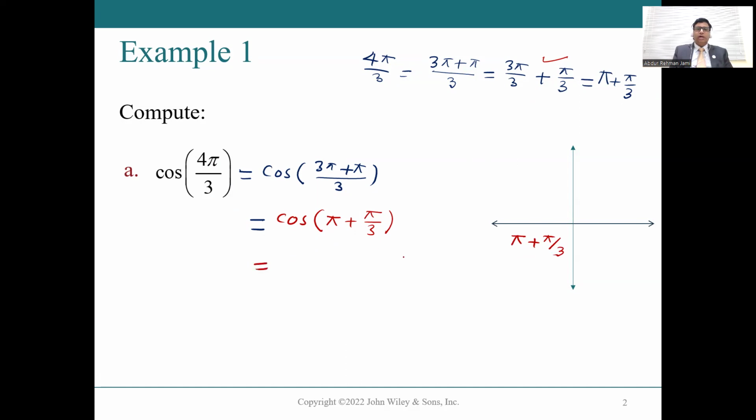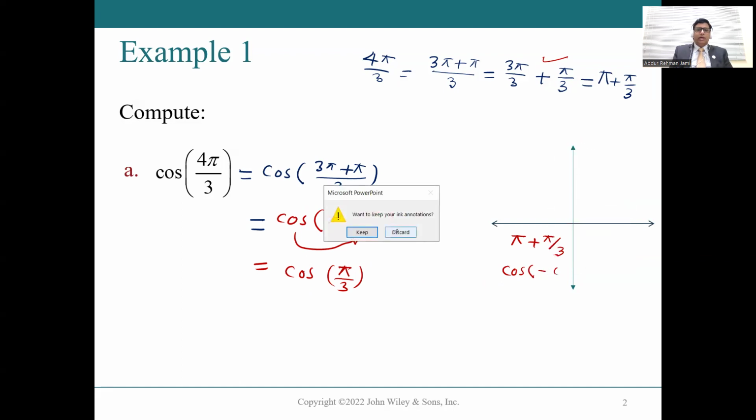After checking the quadrant, we apply the formula and write down this cosine with the reference angle. So cosine of pi over 3. Now, after writing this cosine with the reference angle, we shall look for the sign of the cosine in the quadrant. And in quadrant number 3, we know the sign of cosine is negative.